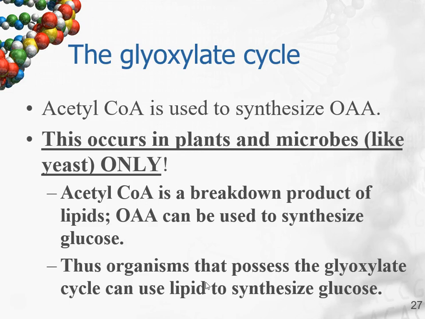We don't have the glyoxylate cycle, we don't have the organelle, and we don't have the enzymes. As I showed you before, acetyl-CoA is a breakdown product of lipids, and OAA can be used to synthesize glucose. But again, that occurs only in organisms that have the glyoxylate cycle. They are the only ones that can use lipid to synthesize glucose. Mammals cannot use lipid to synthesize glucose. That's not something we can do.